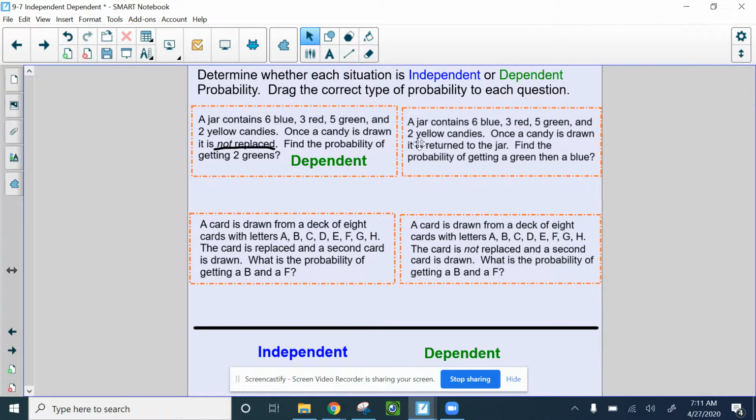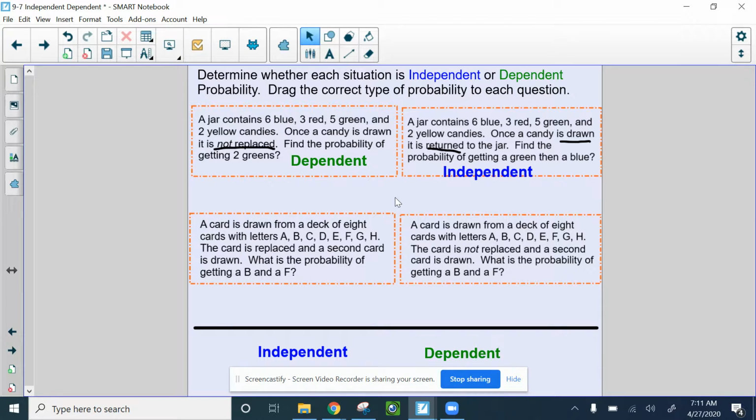Look over here, if I have the same exact candies, but this time after I pick one out, it says it's drawn and returned to the jar. So if I pick out a blue one, but then I put the blue one back, or I pick out a green one, and then I put it back, and then I get a blue one, well, the probability of those two events would be independent.